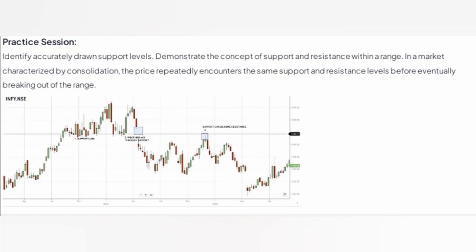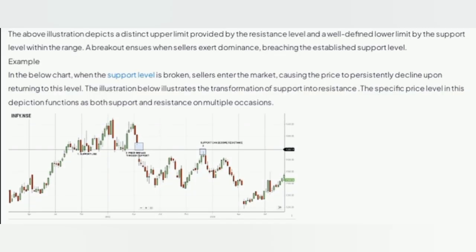Practice session. Identify accurately drawn support levels. Demonstrate the concept of support and resistance within a range. In a market characterized by consolidation, the price repeatedly encounters the same support and resistance levels before eventually breaking out of the range. Support becomes resistance.